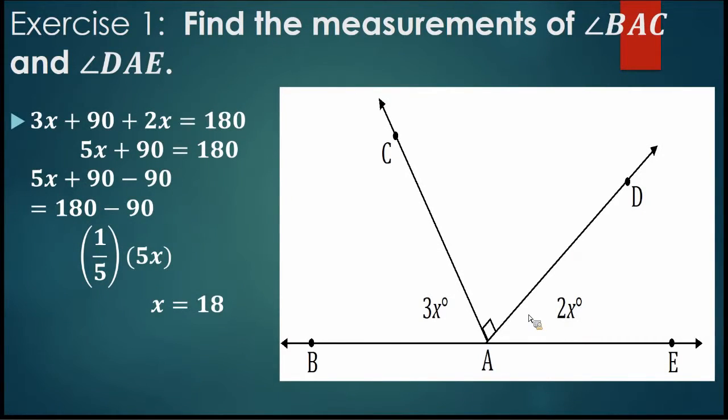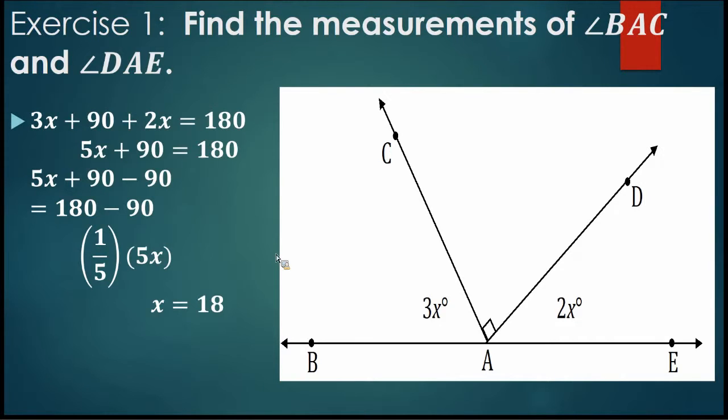We combine like terms. 3x and 2x make 5x. We have 5x plus 90 equals 180. So we're going to subtract 90 from both sides of the equal sign. Subtract 90 from the left, it cancels itself out. Subtract 90 from 180, and we get 90. So our equation is 5x equals 90. To simplify, we're going to divide both sides by 5 or multiply by 1/5. That eliminates the 5 on the left side. 90 divided by 5 equals 18.